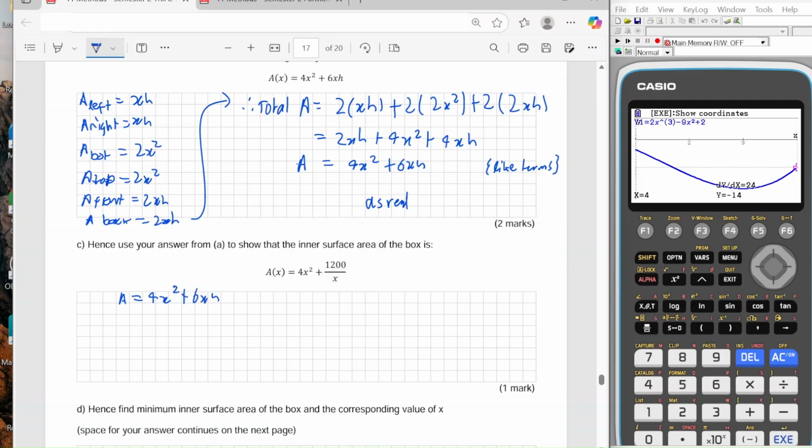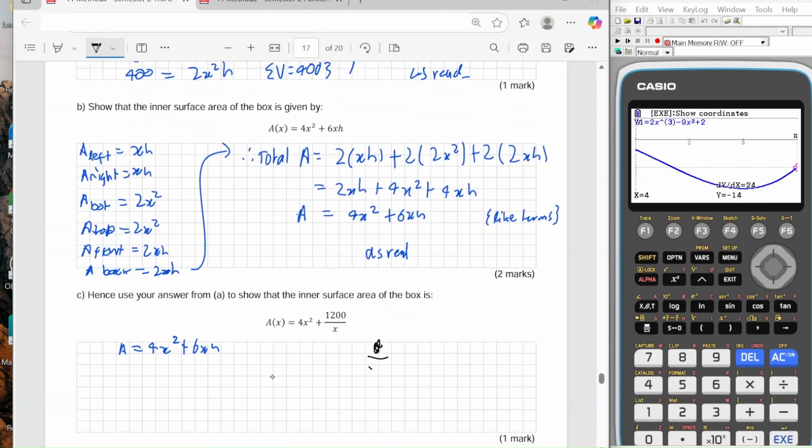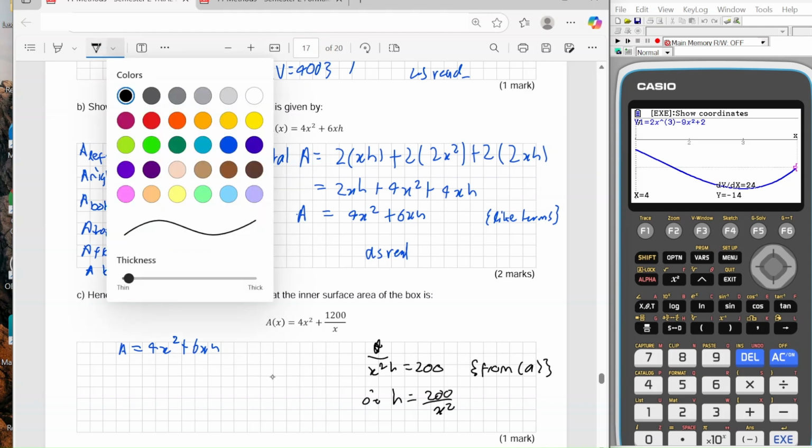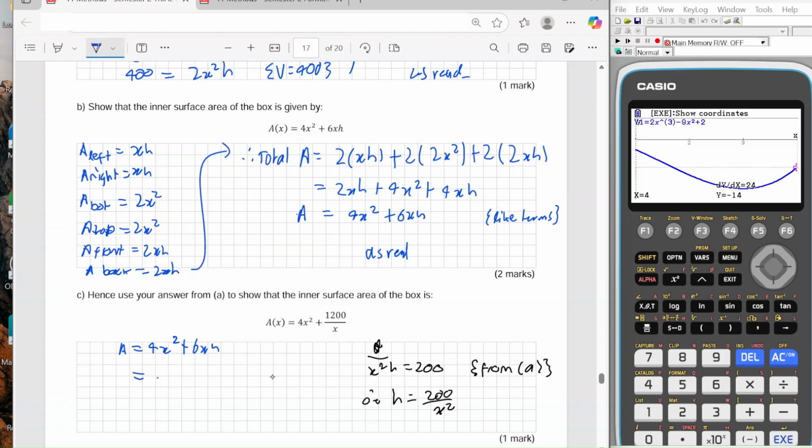Over here, I'm going to do this thing. I usually call it star when I do this. So x squared h is 200 from A. Therefore, h is 200 over x squared. And then we can write this as 4x squared plus 6x into 200 over x squared, because h was 200 over x squared. This is from star.